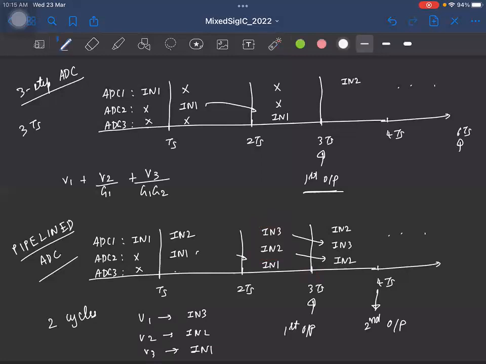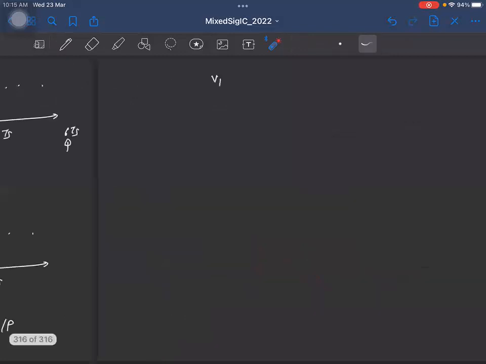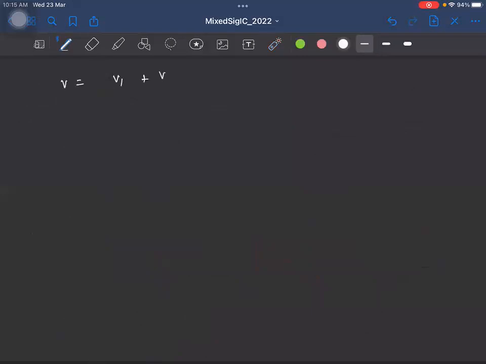Okay. So if you were to recombine these three outputs as usual, that is, you take the output V to be V1 plus V2 by G1 plus V3 by G1 G2, will this work directly? No, right? So what do you have to do?